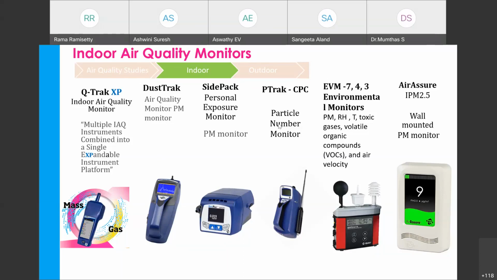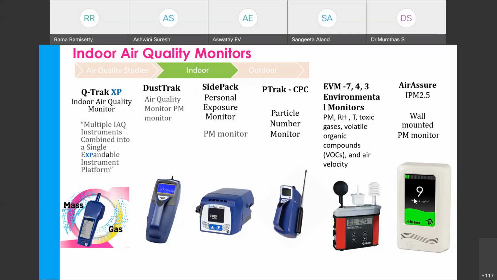Also, we have to measure the particle number. We have an instrument called P-Track. It will measure the total number of nanoparticles, from 10 nanometers up to 3 microns. It will give you total number concentration. And we also have another instrument called EVM 743 for PM and different types of gases.